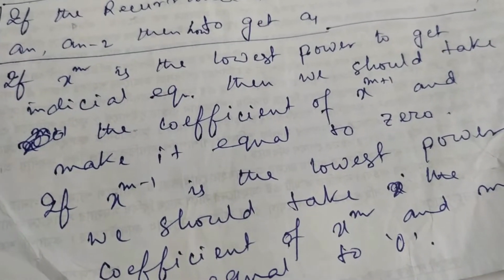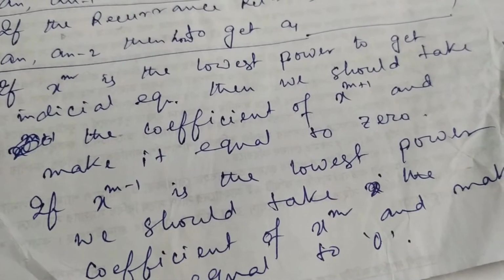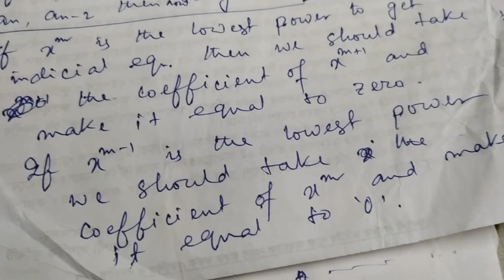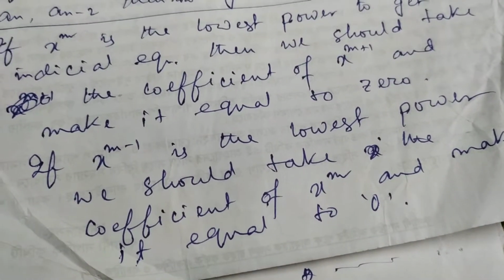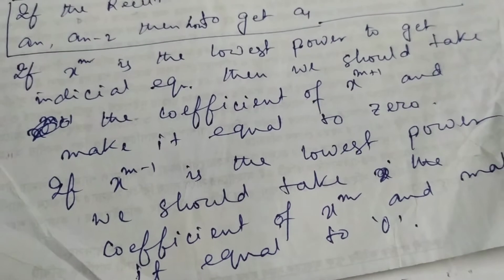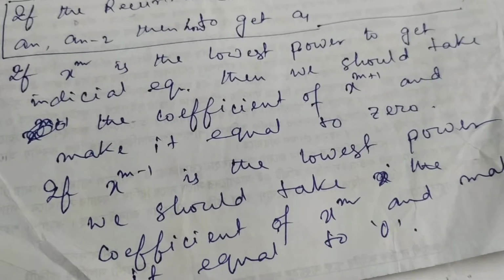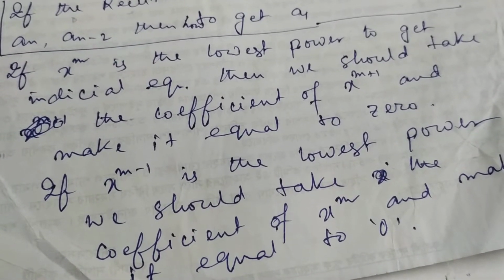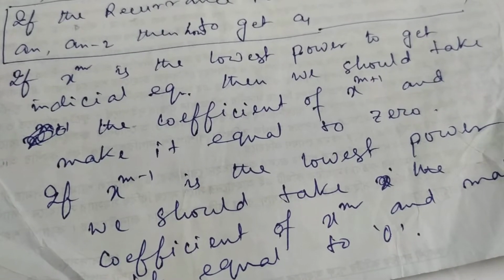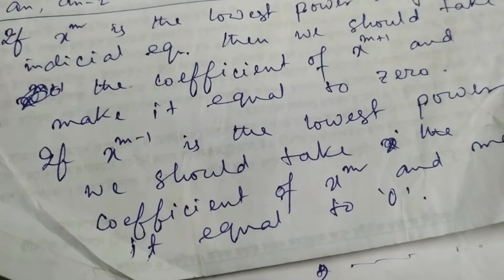If x^(m−1) is the lowest power used to get the indicial equation, then we should take the coefficient of x^m and make it equal to 0. Again, if x^m is the lowest power to get the indicial equation, then we should take the coefficient of x^(m+1) and make it equal to 0. And if x^(m−1) is the lowest power, then we should take the coefficient of x^m and make it equal to 0.